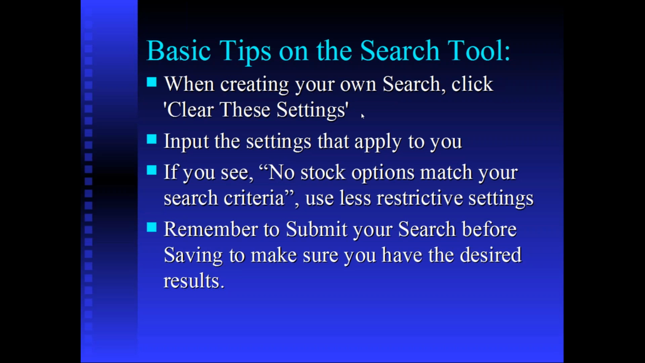So when you want to create your own search, don't start with a sample search. Just hit clear filters first, input the settings that apply to you. We saw that when we ran our search for the covered calls, and Cliffs Natural Resources was the only one that came up on the S&P 5-star list that had a 3% return. Well, that might be a good trade.